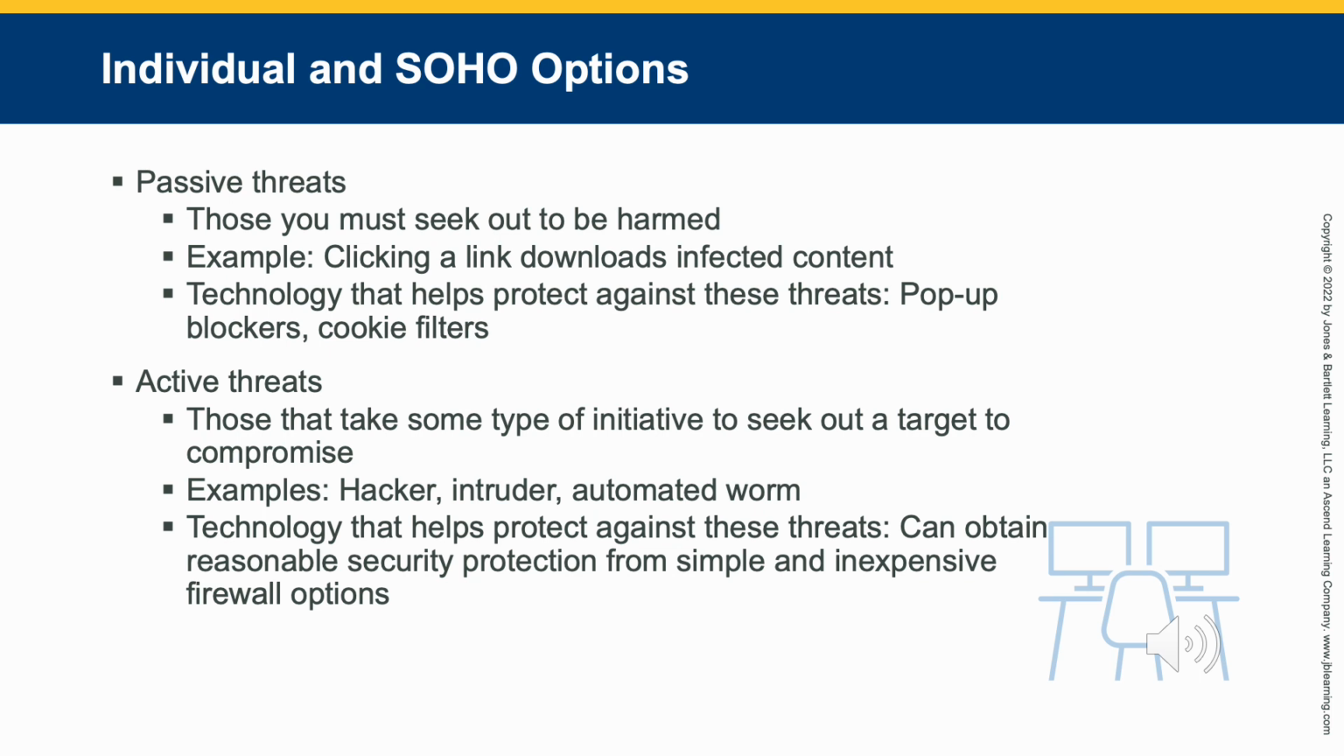Active threats are those that take some type of initiative and seek out a target to compromise. An example would be a hacker, an intruder, or an automated worm. Technology that helps protect against these threats can obtain reasonable security protection from simple and inexpensive firewall options.